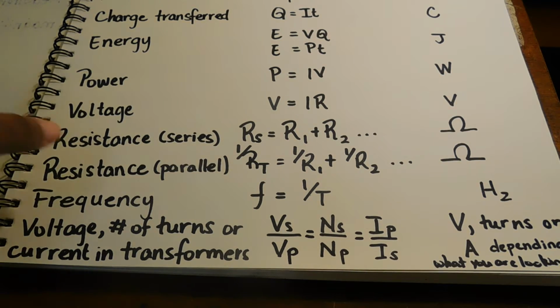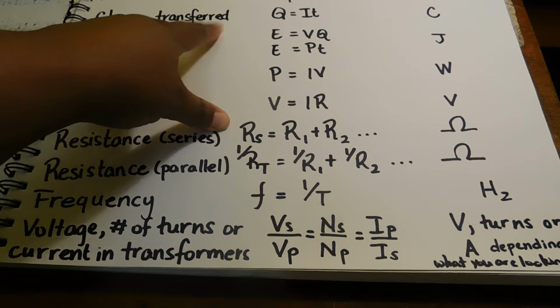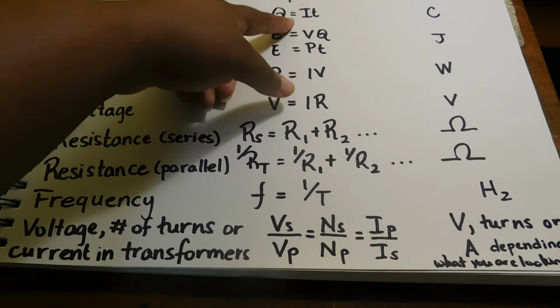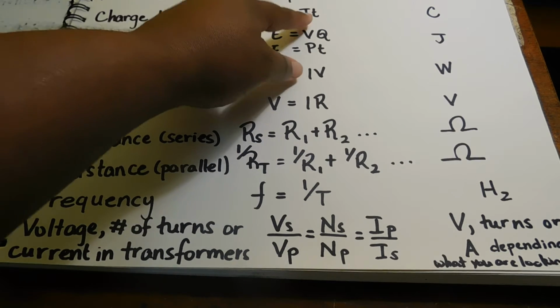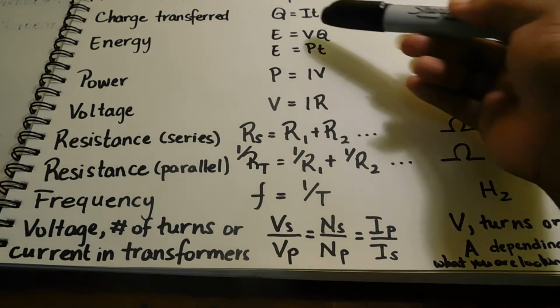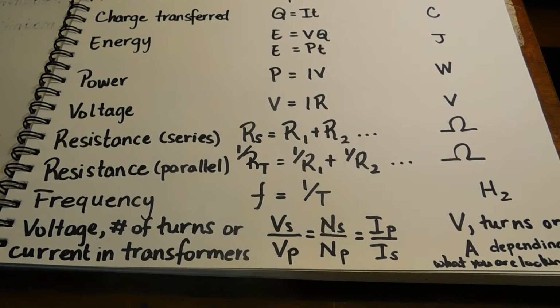So when you have charge transfer, Q equals I times T, where I stands for amperes and T stands for time in seconds. The unit of Q is C, coulombs.